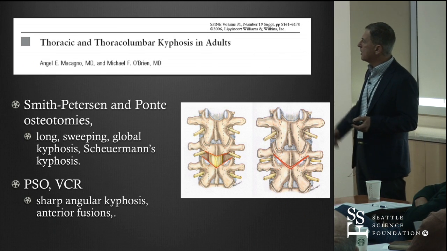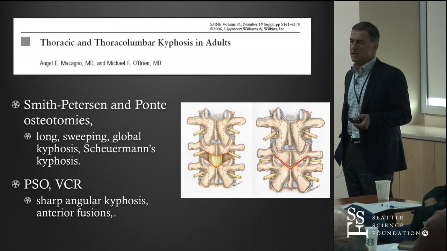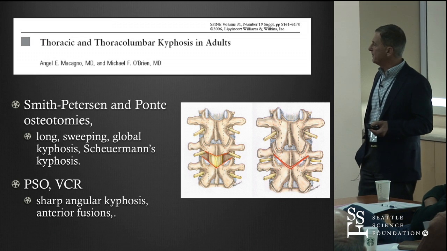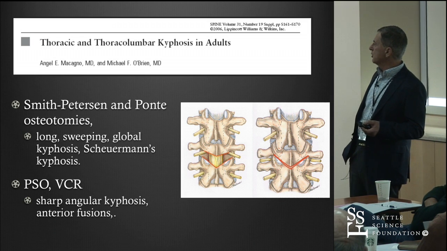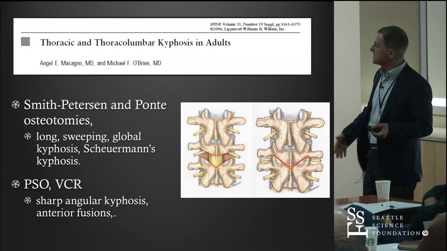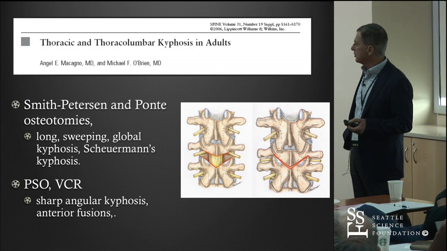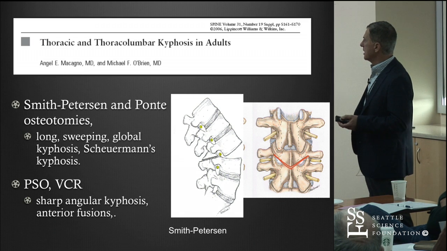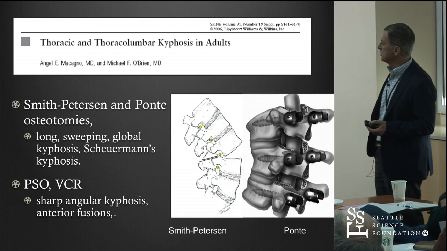The Smith-Petersen and Ponte osteotomies were described long ago for long sweeping curves. So the one you see on the right is a Smith-Petersen osteotomy. And PSOs are usually reserved for sharp angular kyphosis or patients with previous fusion.